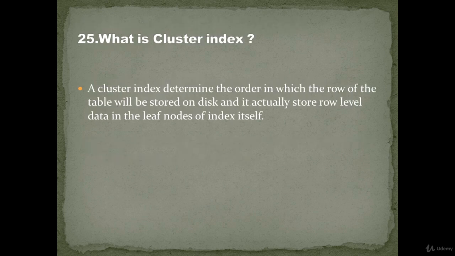What is a cluster index? First thing is that when you create a primary key on any table, a cluster index is automatically created on that table. For example, you have a table employee, in that you have a column ID and you want to create a primary key on the column ID. Whenever you create a primary key, a cluster index will be created automatically. So what is a cluster index? A cluster index determines the order in which the rows of a table will be stored on disk, and it actually stores row level data in the leaf nodes of the index itself.